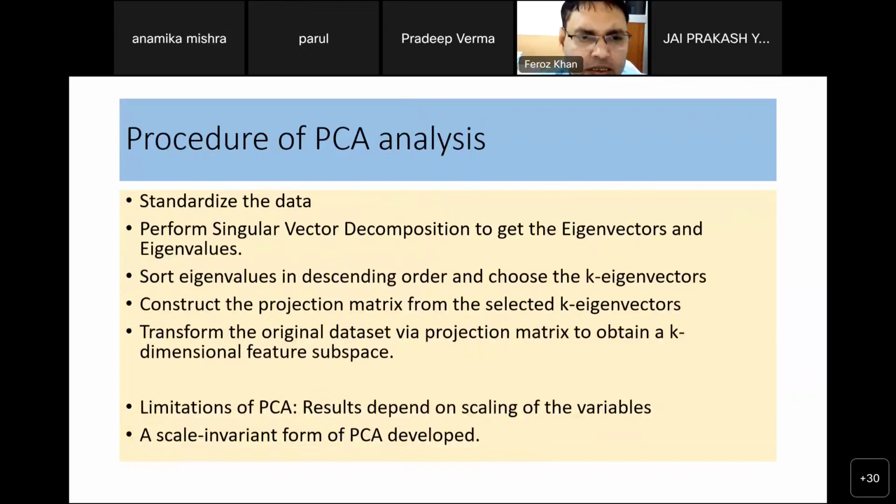And this is the procedure of the PCA analysis. Try to start with standardizing the data, aligning the data, and then perform the singular vector decomposition. It is a process of identifying the eigenvectors and eigenvalues. After eigenvalue detection, sort them in descending order and choose the k eigenvectors, plot the graph, and then construct the projection matrix. After that, transform the original data set into a lower dimensional scale so that you can visualize the data. This way you can easily see the variation.